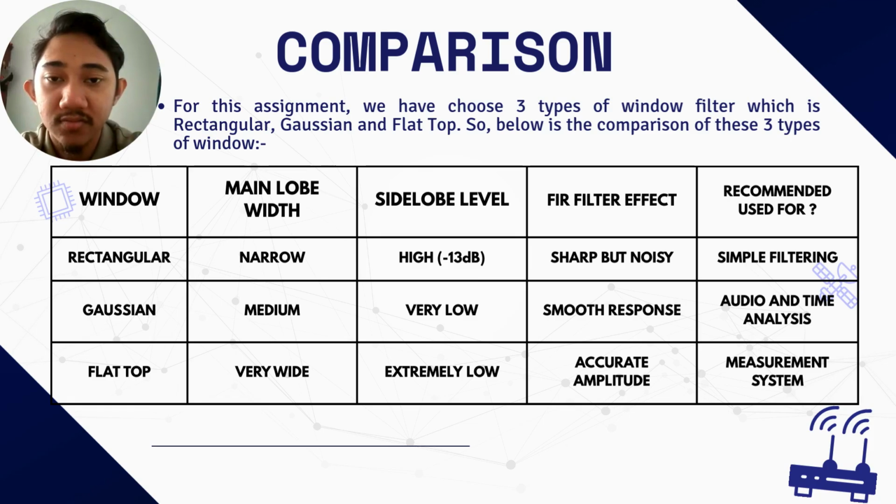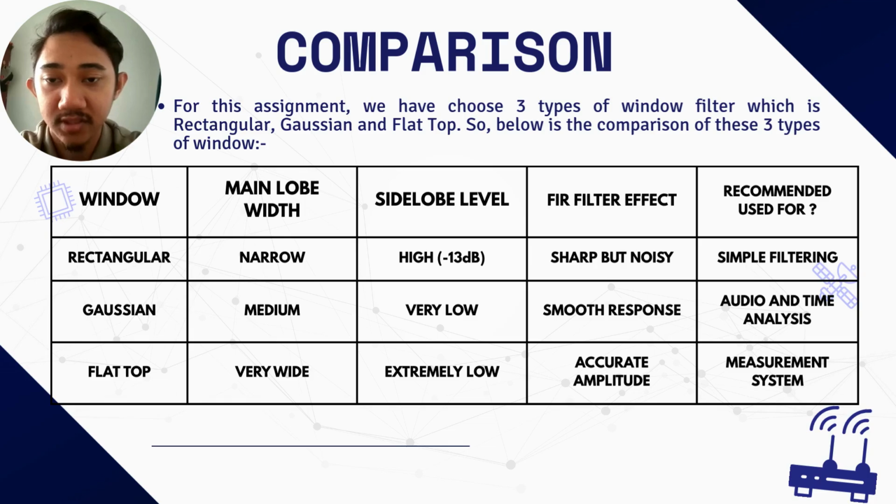Next, we go to the comparison. For this assignment, we have chosen three types of window filter, which are rectangular, Gaussian, and flat top. Below is the comparison of these three windows. Each window has a unique characteristic that makes it suitable for different engineering needs.